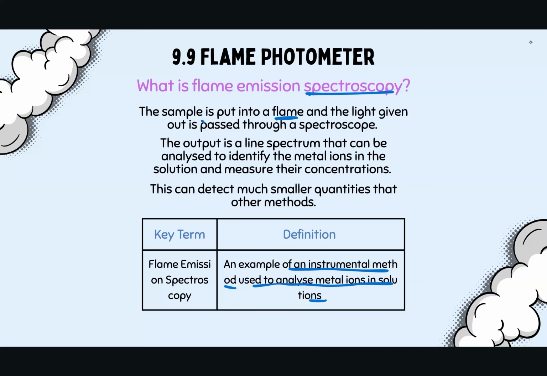Now, instead of us detecting the light and working out what color it is, the light given out, because it has a certain wavelength and certain frequency, is passed through a spectroscope. A spectroscope takes the light's wavelength and based on the wavelength gives a color. So the output is a line spectrum that can be analyzed to identify the metal ions in the solution and measure their concentrations. This can detect much smaller quantities than other methods.